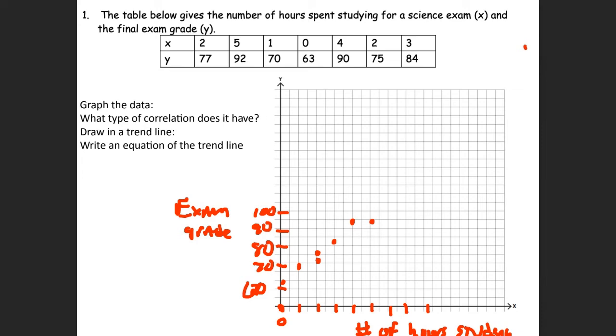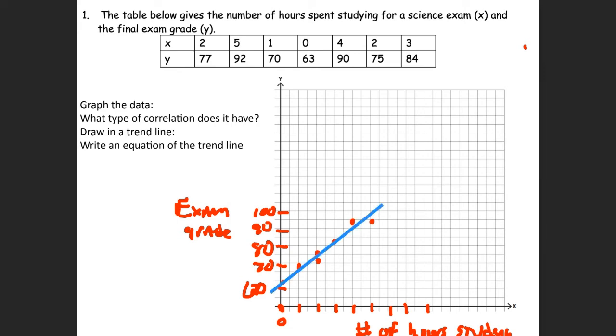Okay, so now I have my data plotted. So now the next thing I'm going to do is draw a line of best fit. So my line of best fit is going to be, oh no, I didn't click on the right thing. So here's my line of best fit. Now everybody's going to be a little bit different, but here's my line of best fit.